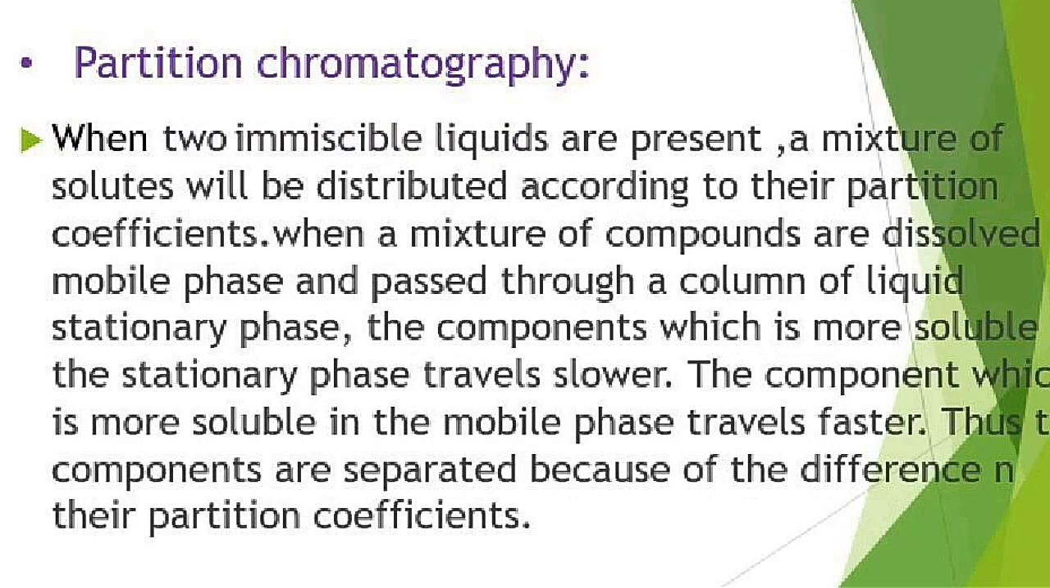Next we have partition chromatography. Here, when two immiscible liquids are present, a mixture of solutes will be distributed according to the partition coefficient. When a mixture of components is dissolved in a mobile phase and passed through a column of liquid stationary phase, the components which are more soluble in the stationary phase will travel slower and the components which are more soluble in the mobile phase travel faster. Thus the components are separated because of the difference in the partition coefficient.